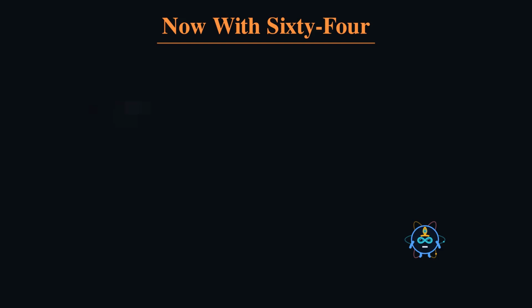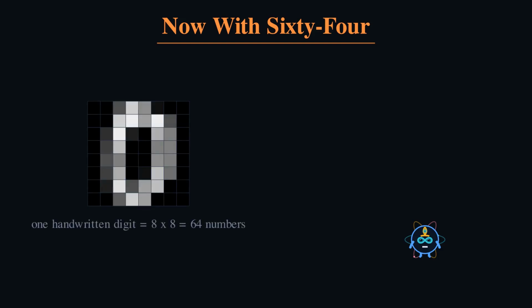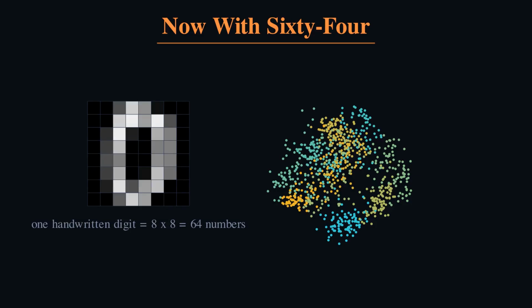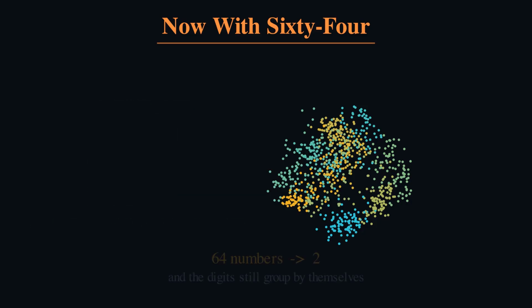4 columns is not 1,000. So here is a harder one. Real handwritten digits, each one an 8 by 8 image, which means 64 numbers per digit and no way at all to picture that. Run the exact same 4 steps. Center it. See how the columns move together. Take the 2 directions of most spread and draw 1700 digits against them. 64 numbers down to 2 and the digits still sort themselves into groups. Nobody told it what a 3 looks like.